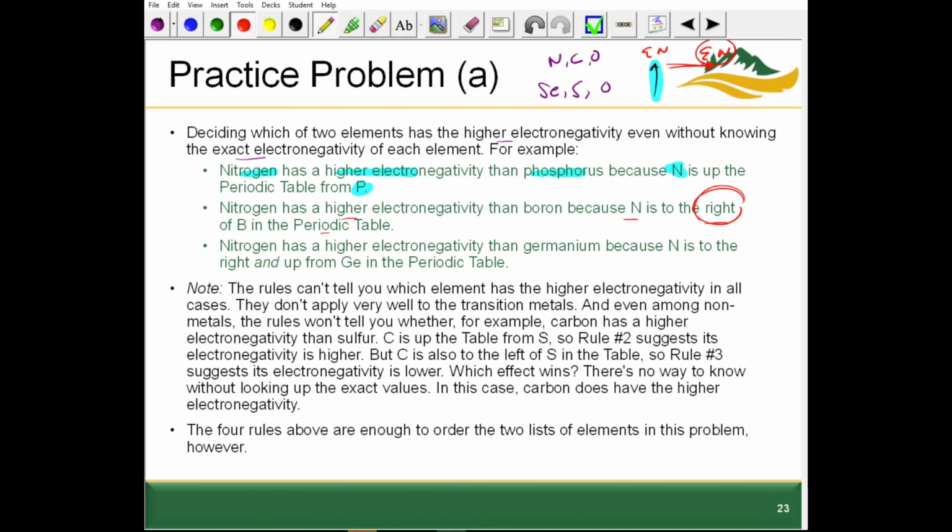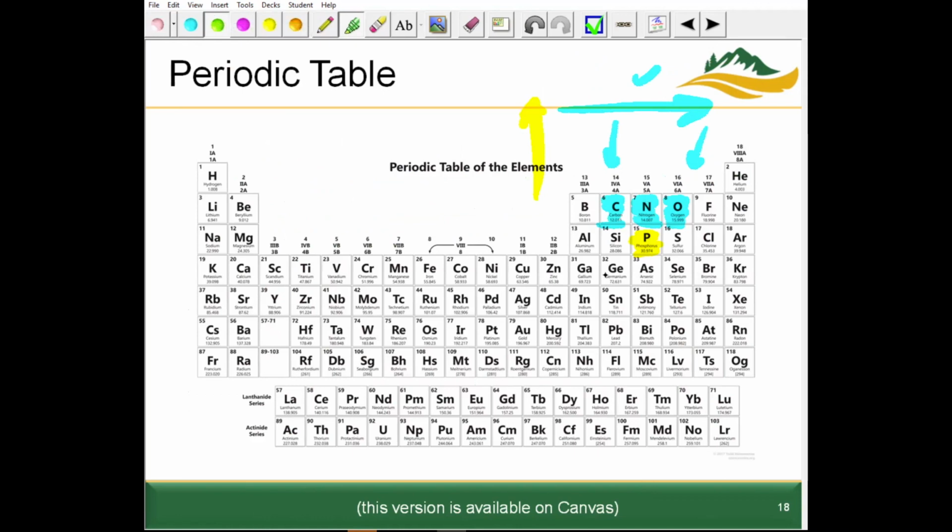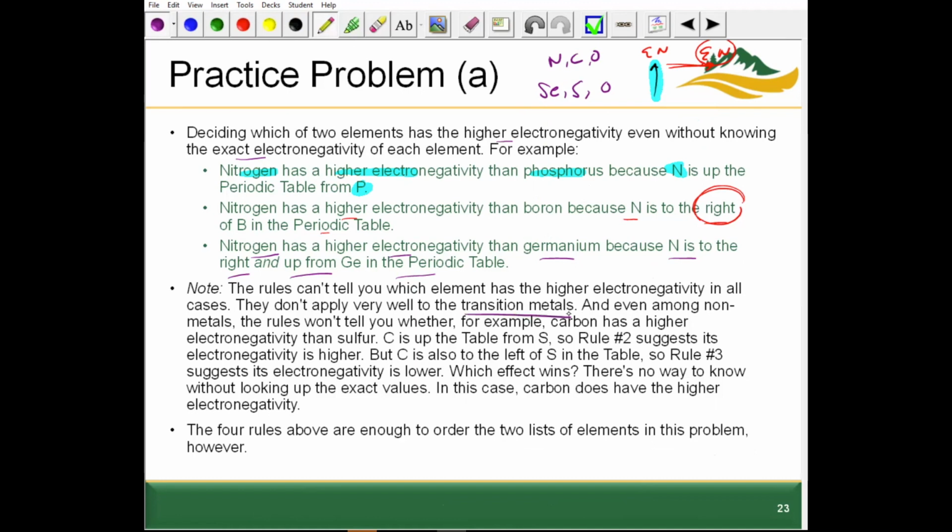Then another example here, nitrogen has a higher electronegativity than germanium because nitrogen is to the right and it's up from germanium on the periodic table. So nitrogen here versus germanium, for both reasons of this trend, nitrogen has a higher electronegativity than germanium. And so again, our transition metals do introduce some exceptions, but we are focused on the predictable trends here.